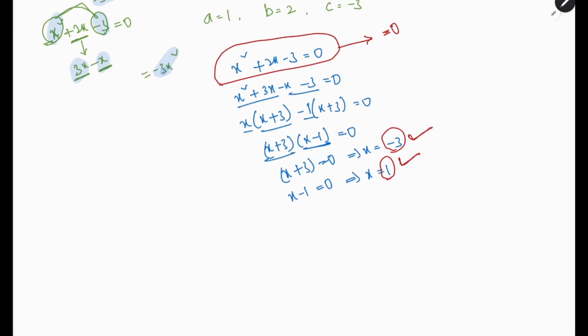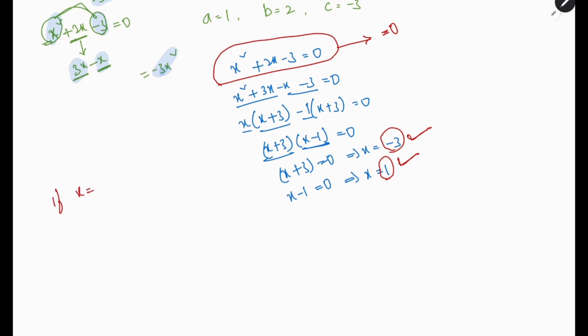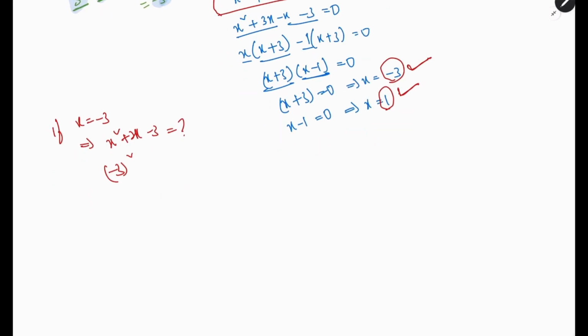Okay, let us check this one. Here, if x equal to minus 3, x square plus 2x minus 3 is what? It is minus 3 whole square plus 2 into minus 3. Here minus 3 whole square is 9, 2 into minus 3 is minus 6. It is 9 minus 9, that is 0. Here this one is correct.